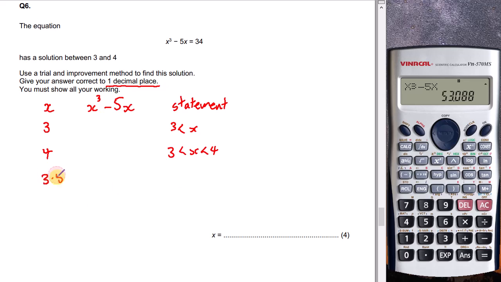Let's try 3.5. This number I would expect to see. The first decimal place, always try 0.5. So I need to do 3.5. Store into my value of x. Shift, store in x. And then do my calculation of alpha x cubed minus 5x.